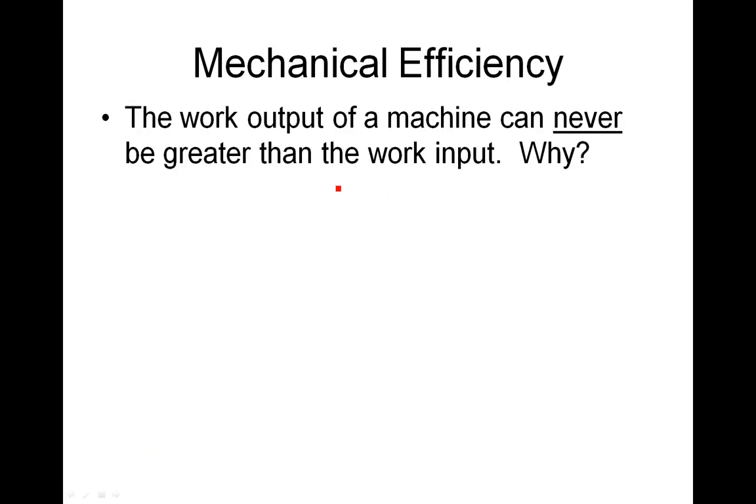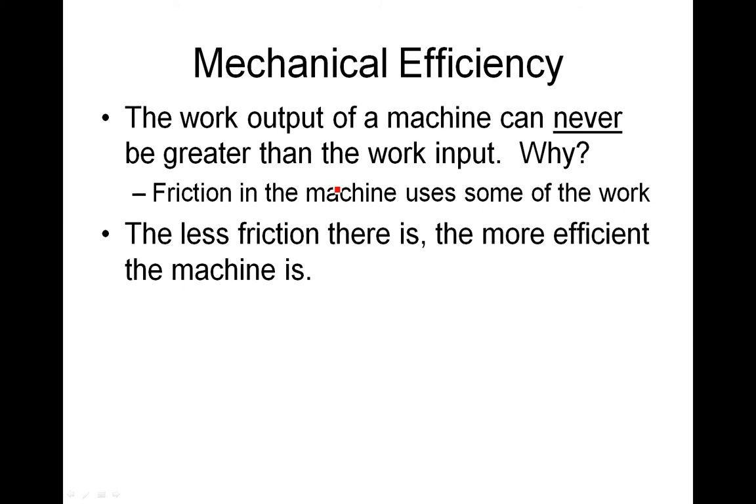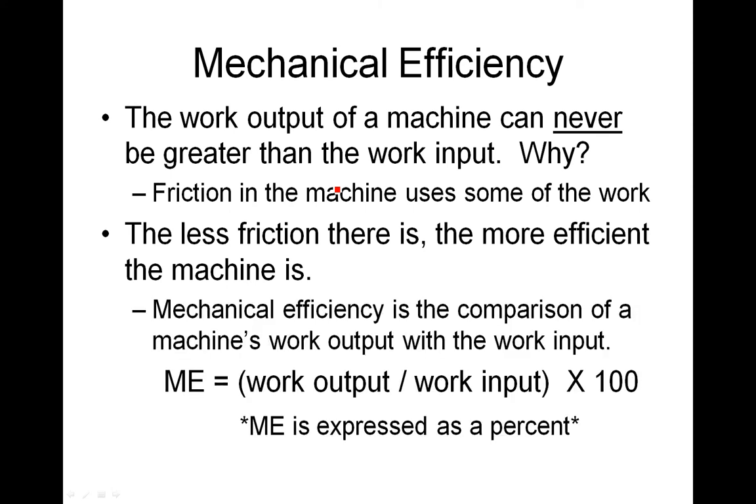Now, it may have made it twice as easy, but did it waste some energy? That's what we're looking at with mechanical efficiency. Remember, the work output of a machine can never be greater than the work input. Why? Because there's always a little bit of friction. And that friction is going to use up some of our work. The less friction there is, of course, the more efficient the machine is. We want an efficient machine because it's going to use all of our work, or most of our work.